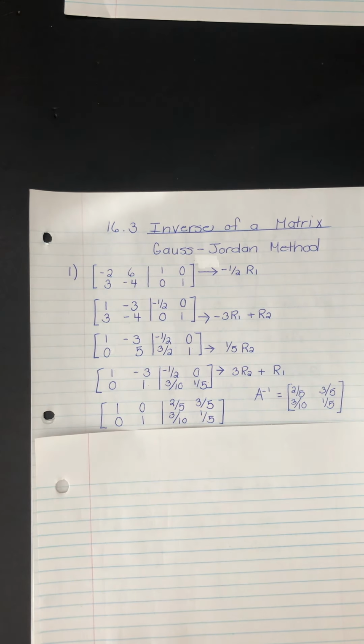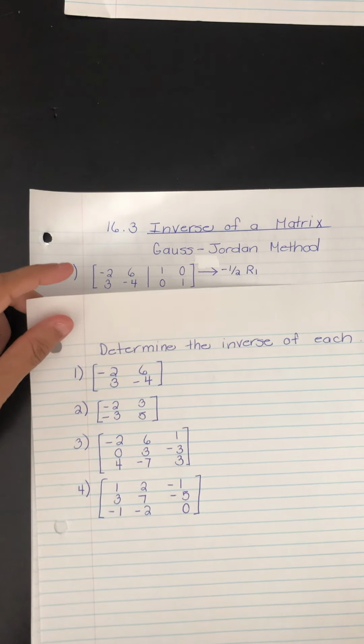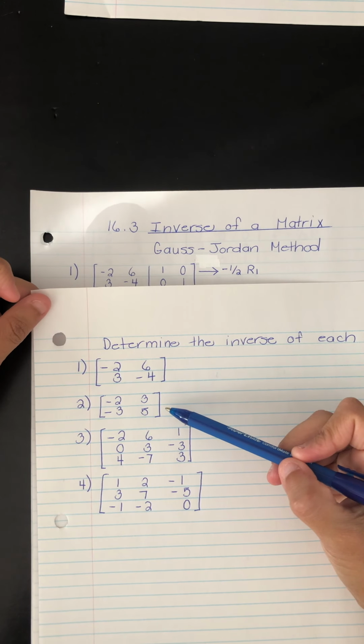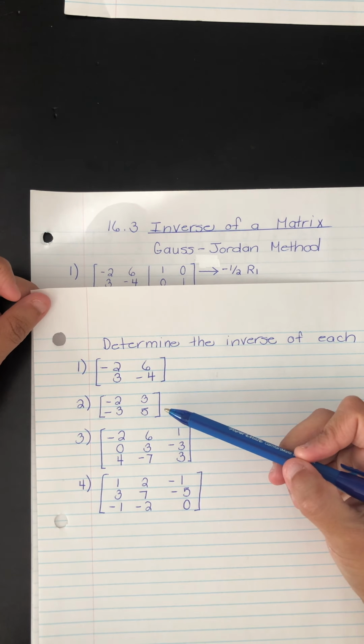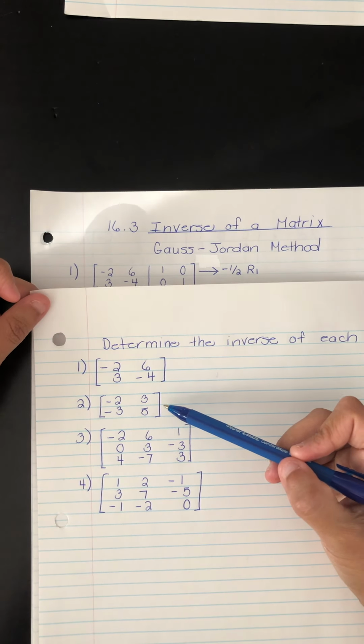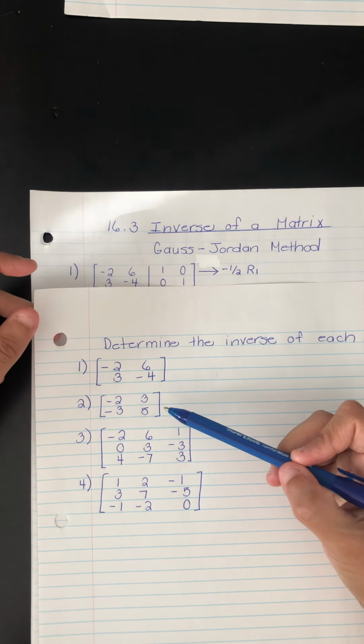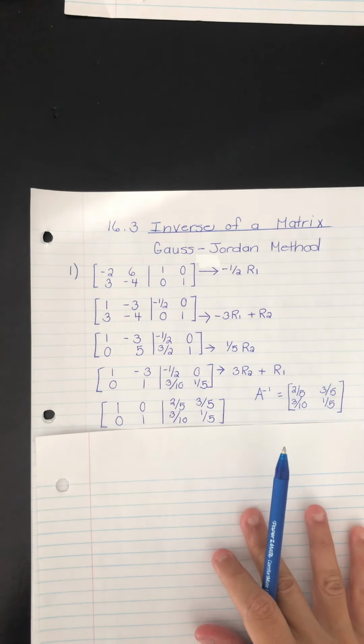Okay, shall we try a second one? So once again, we're going to do a 2 by 2 matrix. We are going to work out its inverse. So let's get this set up.